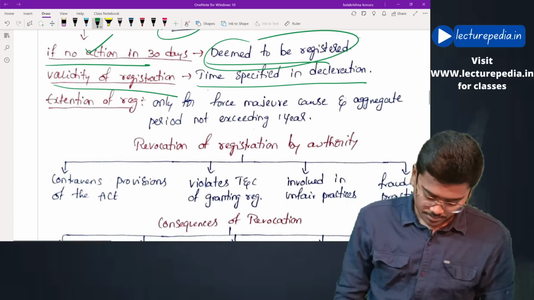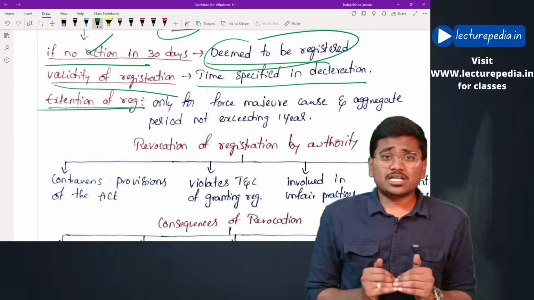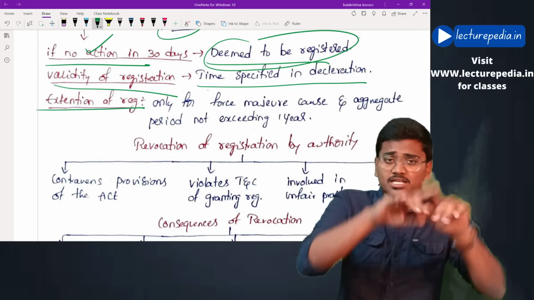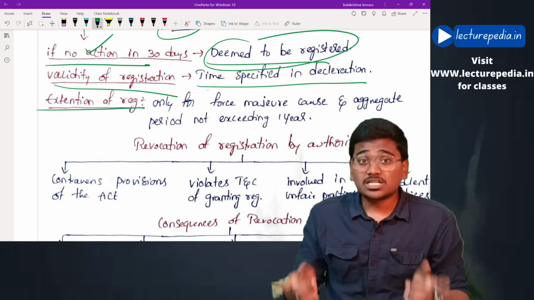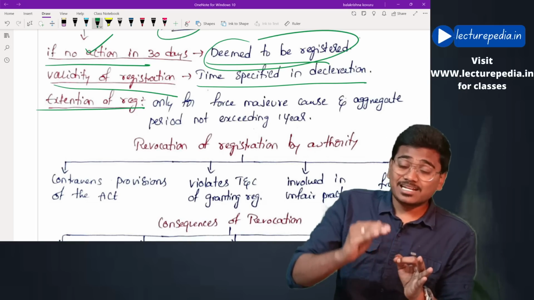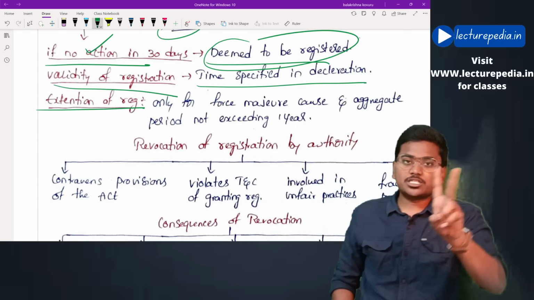Just a second, I missed a point. Extension of registration. Now what if the promoter fails to construct the project within the time period declared? In the declaration he stated that I will complete the project within a period of 3 years. Now what if the promoter fails to complete the project within 3 years? The answer is he can apply for an extension, but the extension will be granted subject to two conditions.